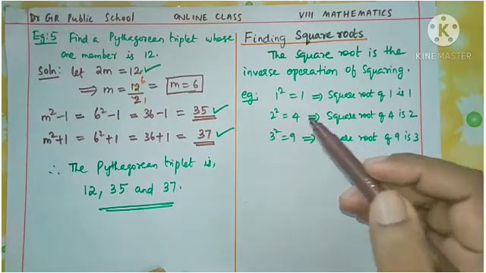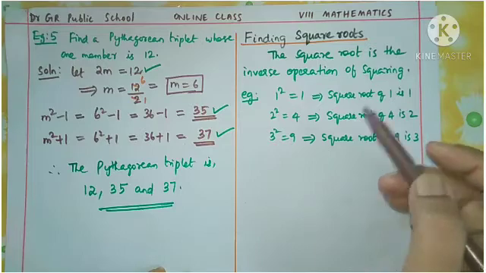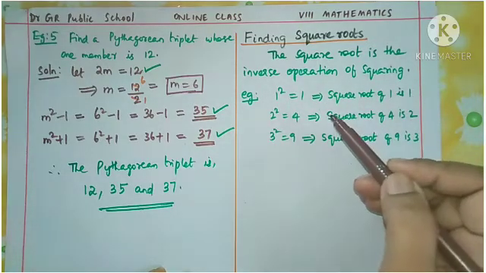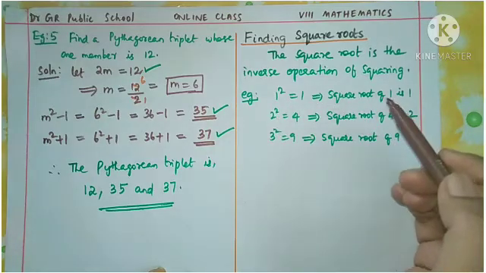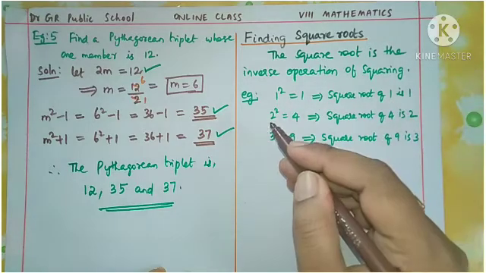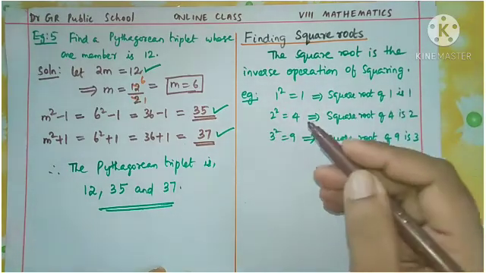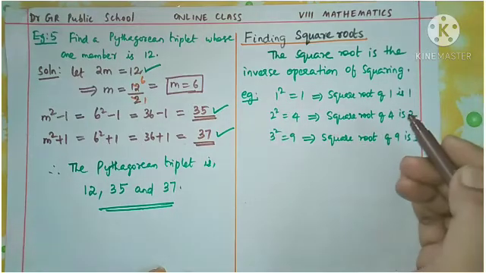Okay, so square roots, it is a new word for you. Square and square root, they are related. As we say addition and subtraction, they are related. How? Addition is the inverse operation of subtraction. Similarly, multiplication is the inverse operation of division.